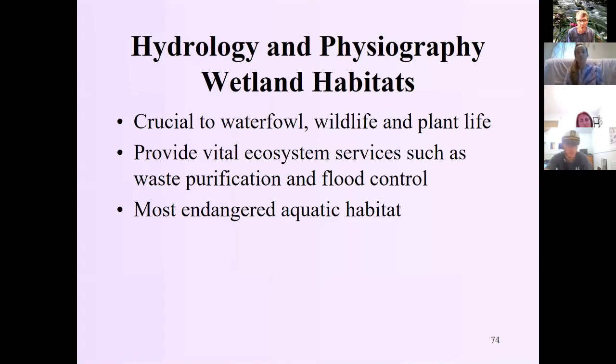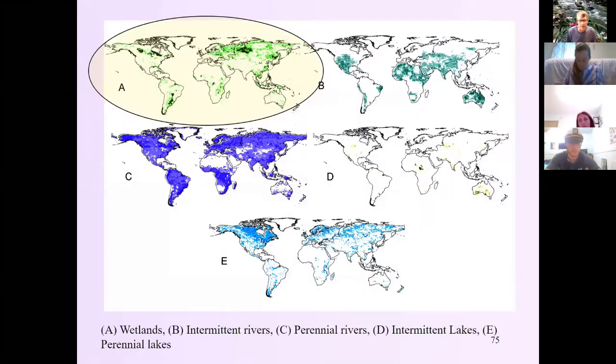You may remember also that they provide vital ecosystem services such as waste purification and flood control, and they're responsible for a large amount of the economic value of fresh waters on the continental areas. That's because the value per hectare is substantially higher than any other habitat for the most part. They're also the most endangered aquatic habitat because people have used them, drained them, filled them, used too much of the water, a whole bunch of different reasons, but we'll talk about how endangered they are.